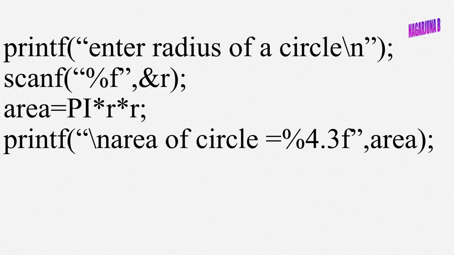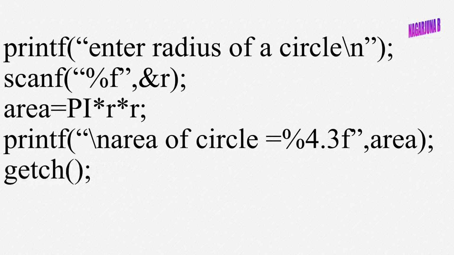If I have not used 4.3, if I have just written %f, then it will display 6 digits after the decimal point, which you can observe in the previous programs of the division as well as in the case of the area of a square. Next, getch(); Then the end of the main program, that is the closing curly brace.